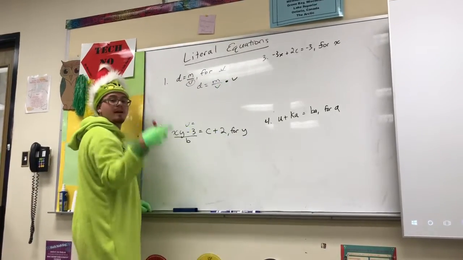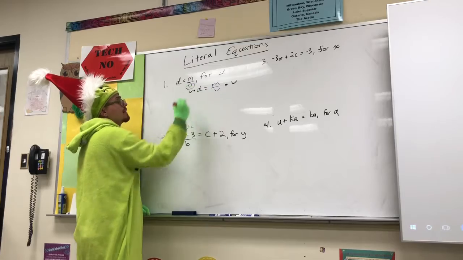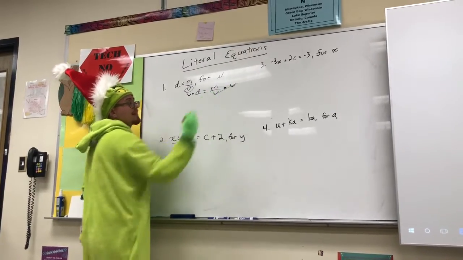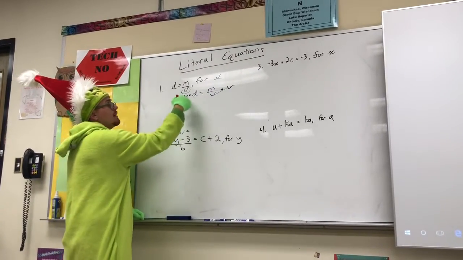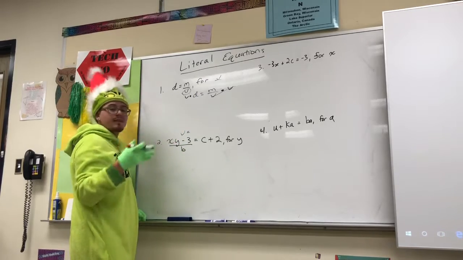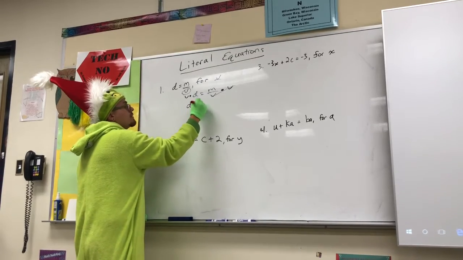Okay, so we're timesing by V on the right. We also got to times by V on the left. When you multiply and divide by the same thing, it cancels out. We do that all the time. V times D is VD, DV, it doesn't matter. So D times V equals M.